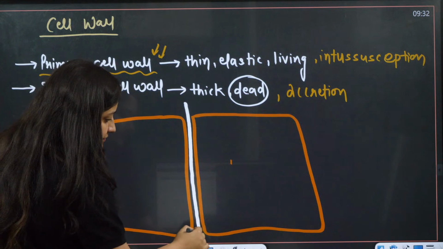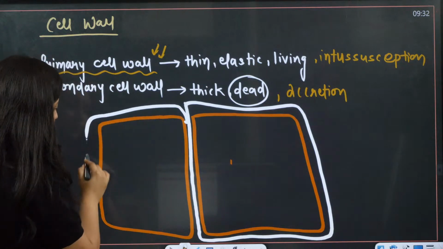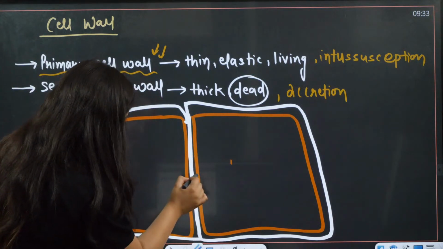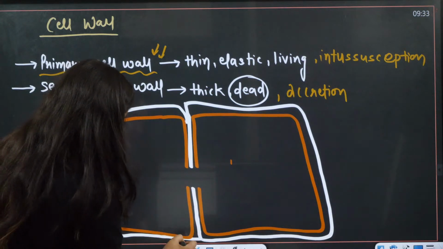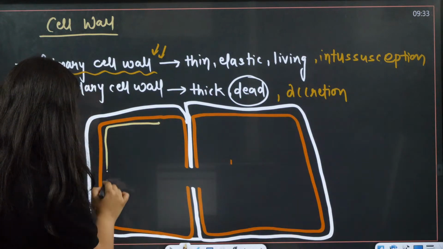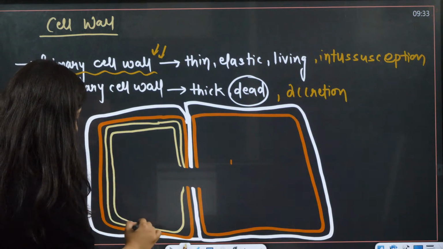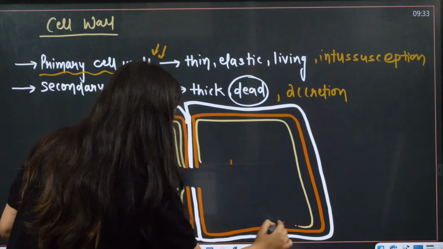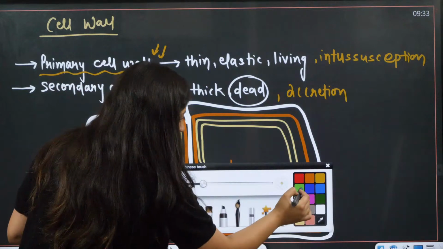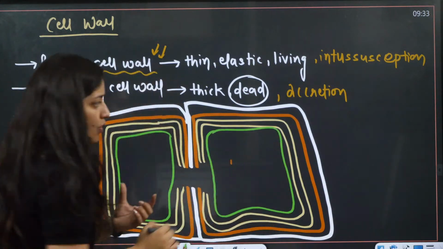Here you can see, let's say this is that cementing layer. It is important, as it joins two plant cells together. We are talking about plant cells. Now just focus here, the diagram is important. Just have a look at this diagram.